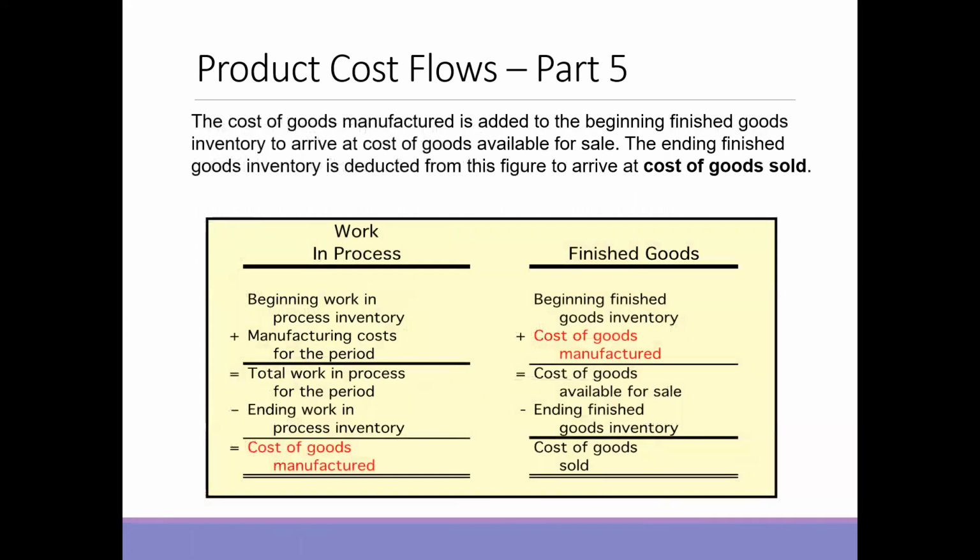The cost of goods manufactured is added to the beginning of finished goods inventory to arrive at cost of goods available for sale. Then the ending finished goods inventory is deducted from that figure to arrive at what's been sold. You see how we're just plugging them in.